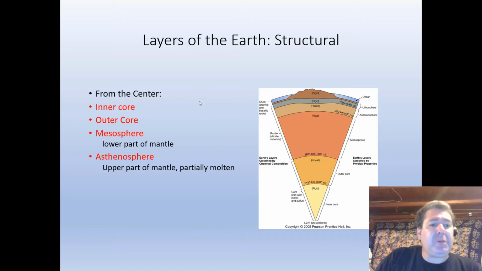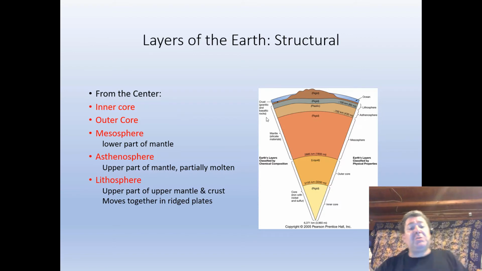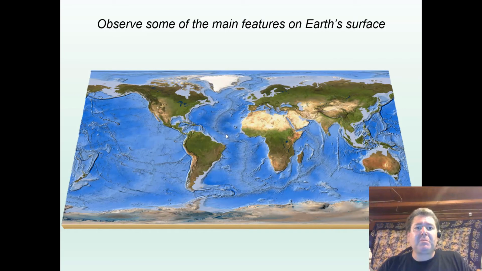And then the two layers that are really incredibly important to plate tectonics: the asthenosphere, that upper part, that partially molten, plasticky layer that acts as that buoyant surface. And then we have the lithosphere, which is made up of the crust, plus a little bit of the uppermost mantle that is stuck to it. Those move together as a rigid body in the process of plate tectonics.